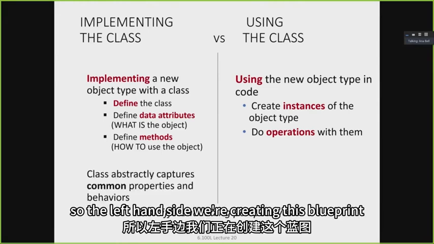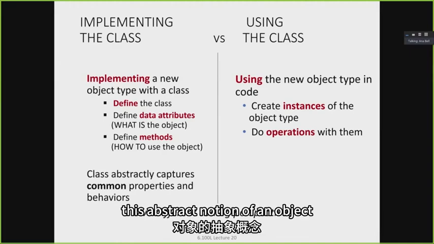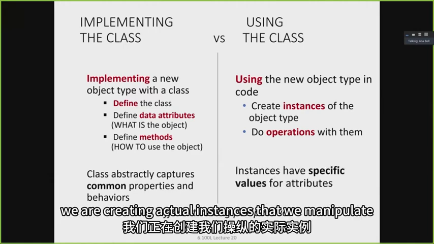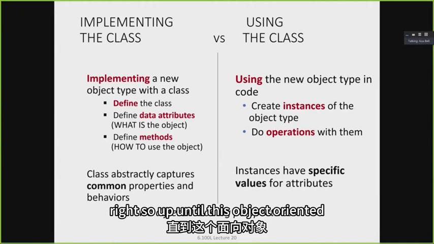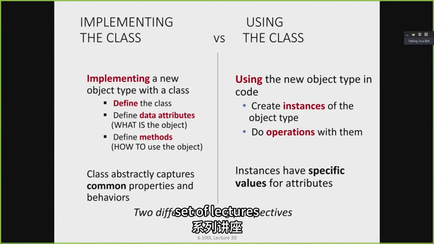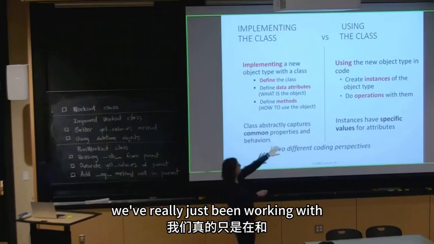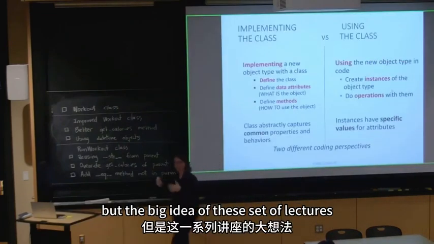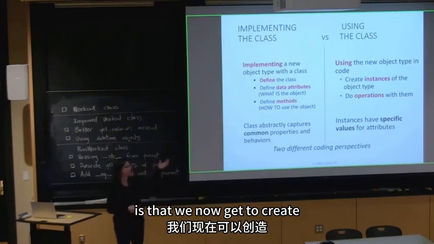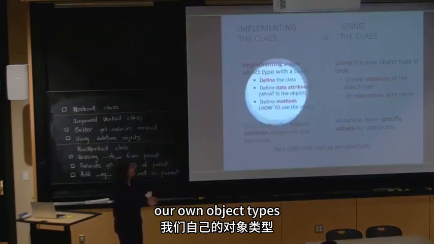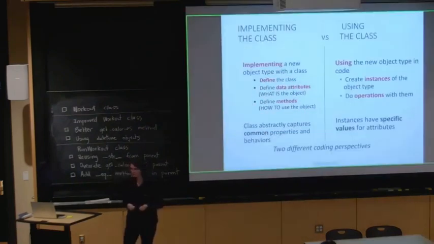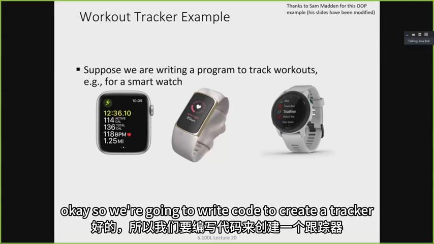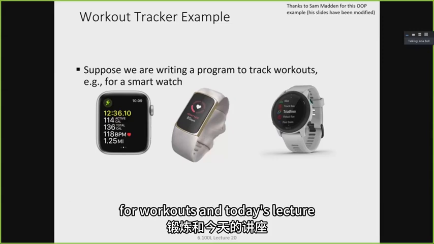So on the left-hand side, we're creating this blueprint, this abstract notion of an object. And on the right-hand side, we are creating actual instances that we manipulate, right? Up until this object-oriented set of lectures, we've really just been working with the right-hand side. We've been working with objects that other people have created. But the big idea of these lectures is that we now get to create our own object types, so we get to write this code here. Okay, so we're going to write code to create a tracker for workouts.